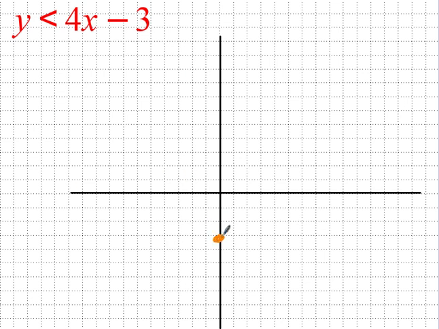Okay, so I'm at 4x minus 3. So I started at negative 3. 1, 2, 3, 4 over 1. 1, 2, 3, 4 over 1. I'll go down. 1, 2, 3, 4 over 1. And there's my straight line. Yikes. It's hard to do this on the slate. Okay. So I'll test my point 0, 0.